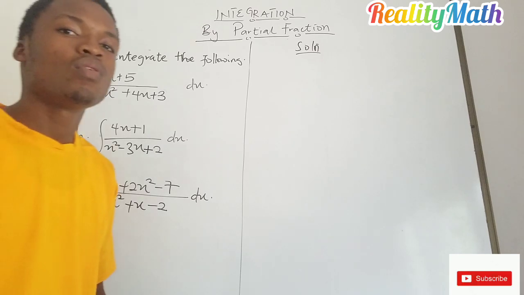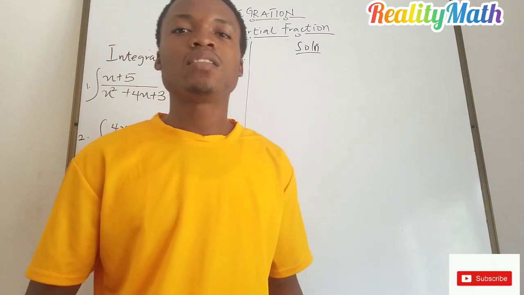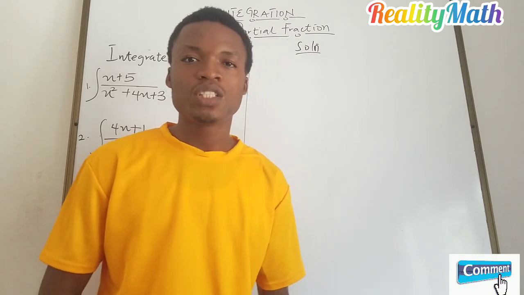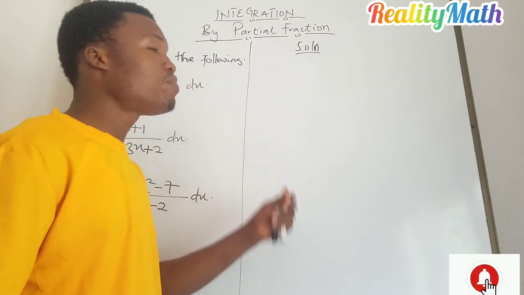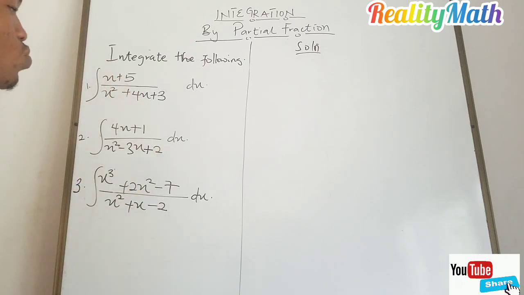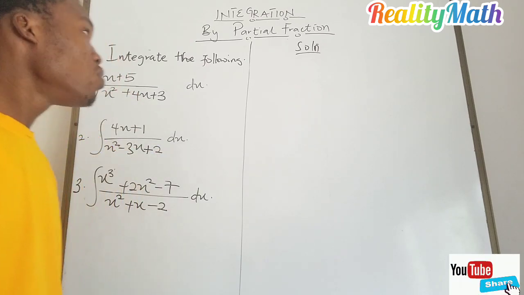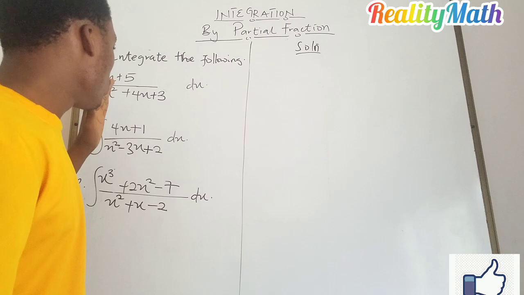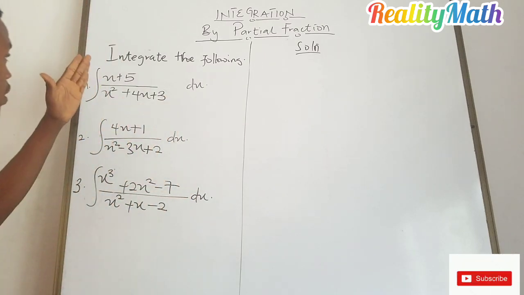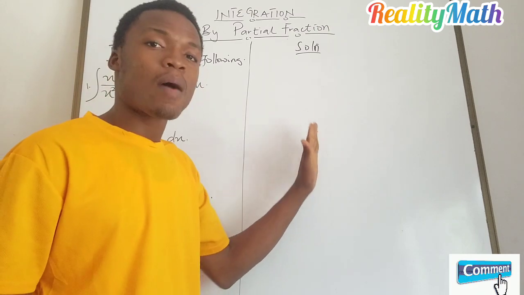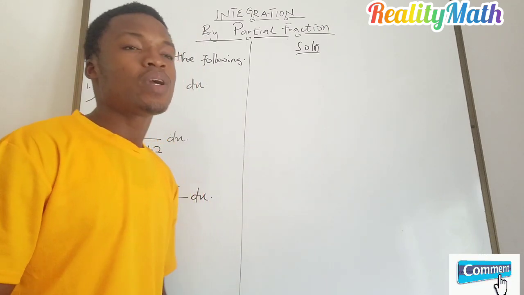Now let's recall that when we talk about partial fractions, it is when you are able to decompose a rational expression into partial fractions. If you can do that, then you can also integrate these functions. Per how the questions look, these are rational expressions. We are going to decompose them into partial fractions, and when we get our partial fractions, we can then integrate.